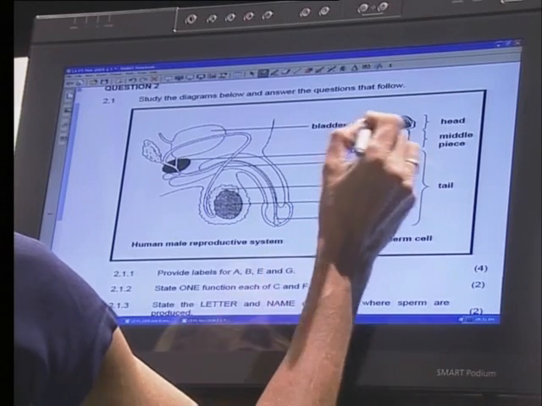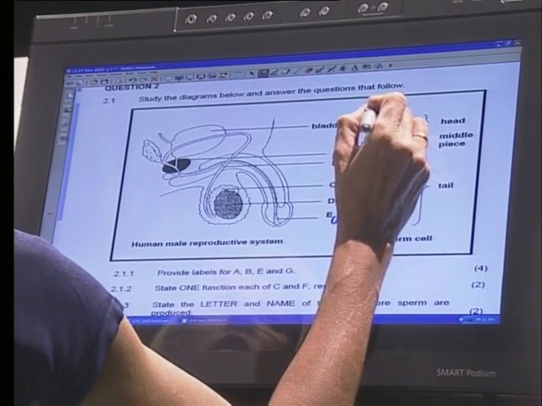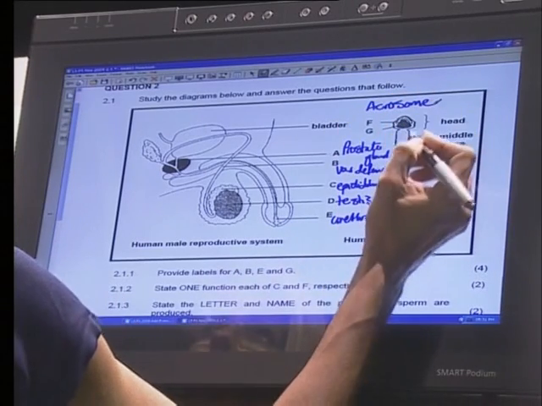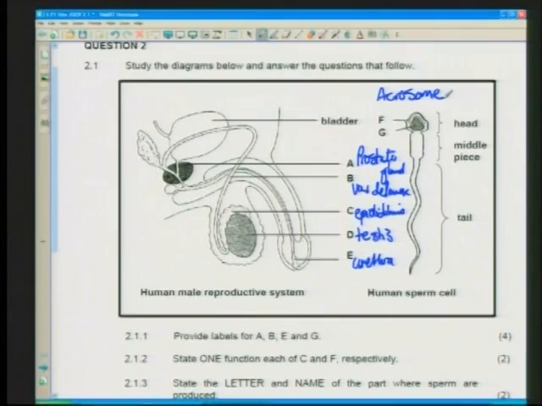Okay? Now, F is going to be the... I don't know that part. It's an acrosome. Look at it. A-C-R-O-S-O-M-E. It's the acrosome. And G is the nucleus.